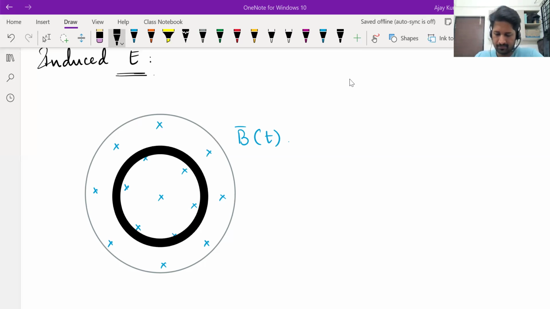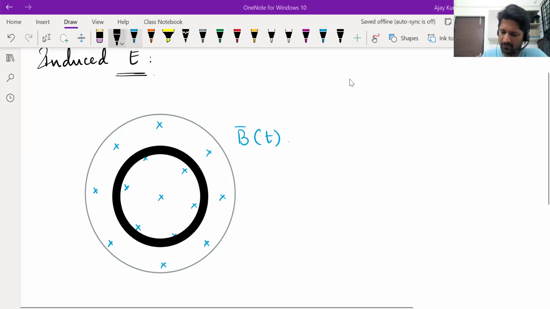Yes, sir, there will be an induced current. Why will there be induced current? You can see that the magnetic field passing through this conducting loop varies from time to time. If field varies from time to time, it means flux varies from time to time. And if there is variable flux through a loop, there will be induced EMF, induced current. Assume this magnetic field is increasing in strength.